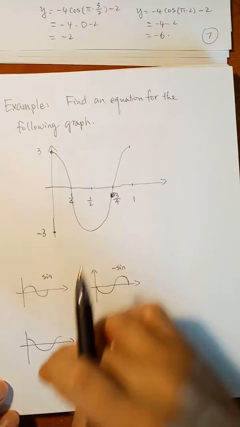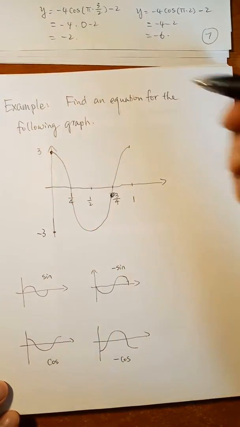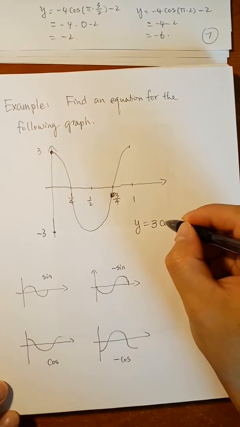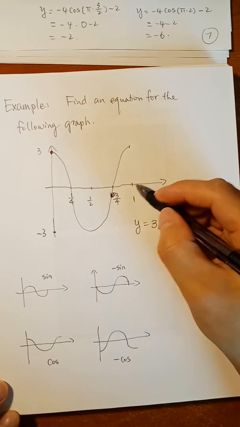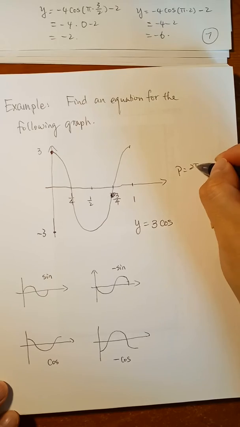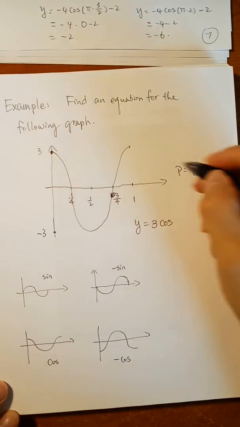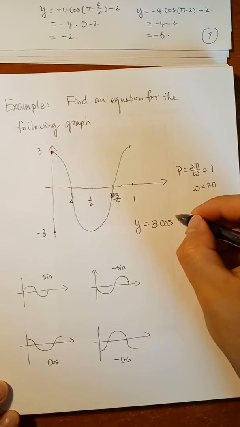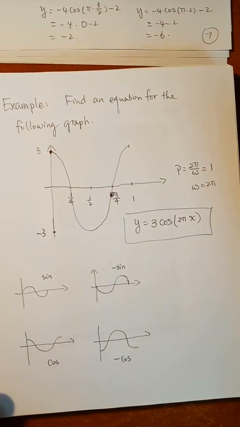Okay, here we check this is cosine. And the highest point gives us the amplitude. So y is here 3, so amplitude is 3. No negative sign, so 3 cosine. And period is 2 pi over omega. This place is equal to 1. The period is 1, so 2 pi over omega is 1, then omega is 2 pi. So this is 2 pi x. That's it. It's 2 pi x.